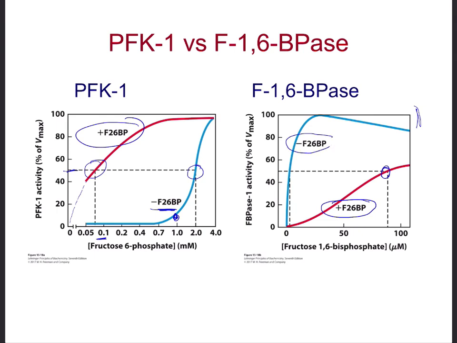In the absence of fructose 2,6-bisphosphate, what we see is that the concentration needed to achieve 50% activity is extremely low, in the low micromolar range. So in the absence of fructose 2,6-bisphosphate, we see a lot of activity for fructose 1,6-bisphosphatase.